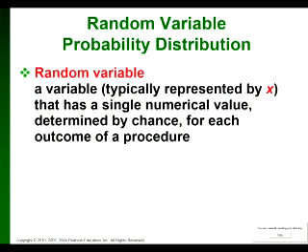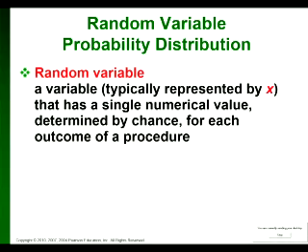A random variable is a variable, typically represented by x, that has a single numerical value determined by chance for each outcome of a procedure. Now, the procedure may be that I'm going to flip a coin 100 times, and x could be the number of times it lands on heads.